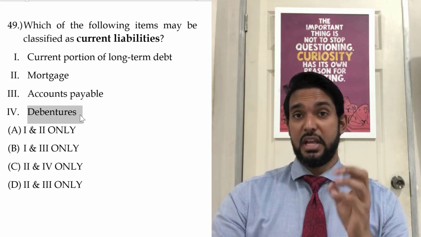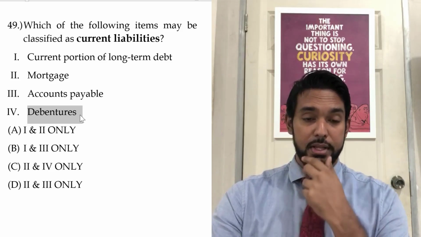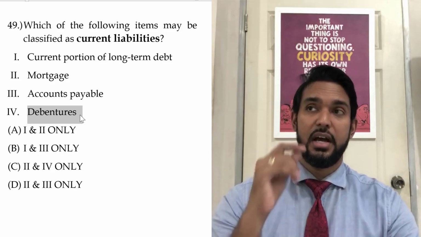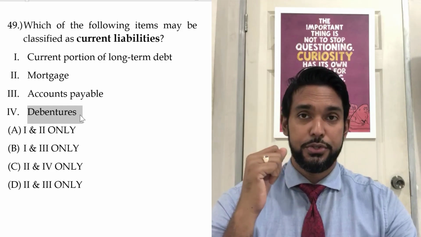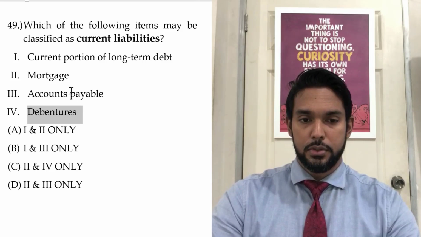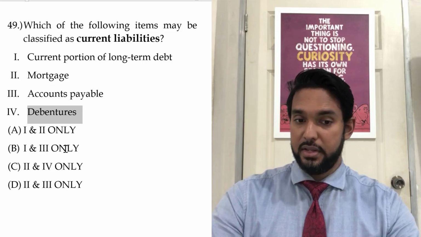Debentures. Debentures are a type of loan issued by a limited company, and that is definitely non-current. Now you can have short-term debentures, but unless they otherwise state it, debentures are assumed to be non-current. So in this case, it's 1 and 3. Do I have that? Yes, I do.